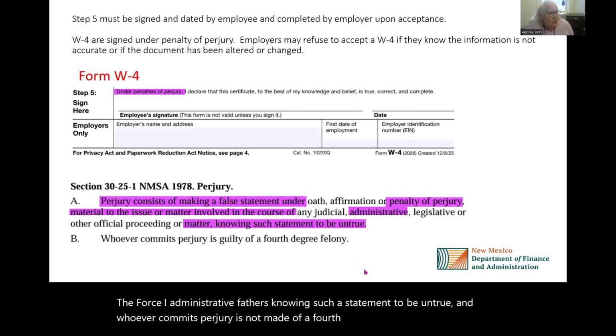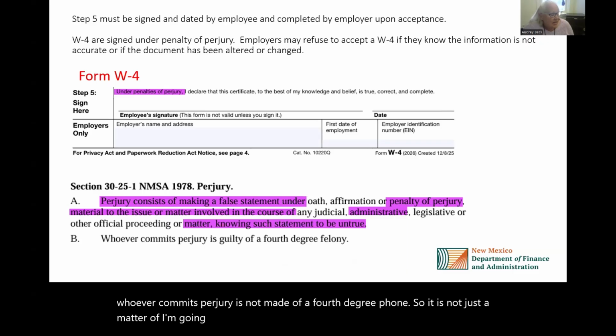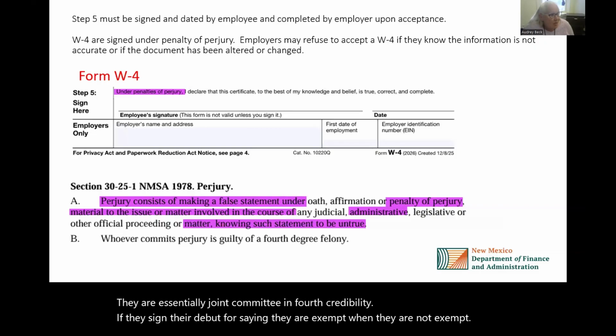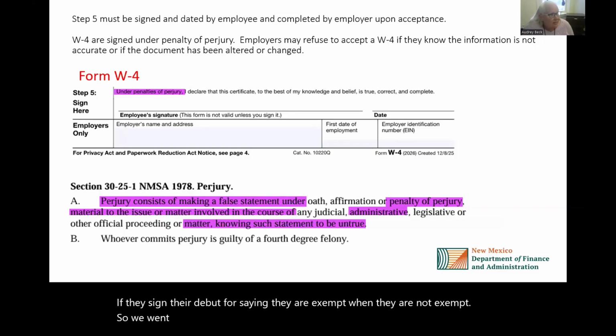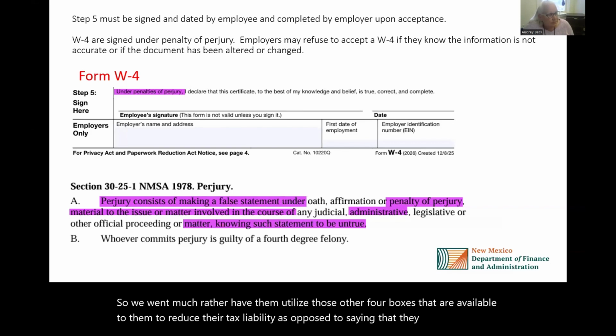So it is not just a matter of I'm going to pay the extra fees that the IRS is going to impose. They are essentially committing a fourth-degree felony if they sign their W-4 saying they are exempt when they are not exempt. So we would much rather have them utilize those other 4 boxes that are available to them to reduce their tax liability as opposed to saying that they are exempt. Next slide, please.